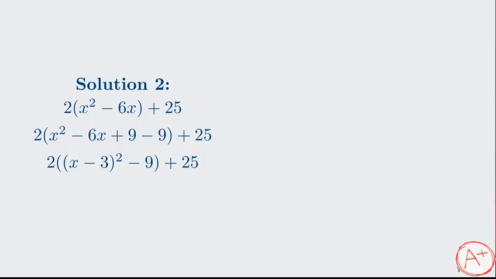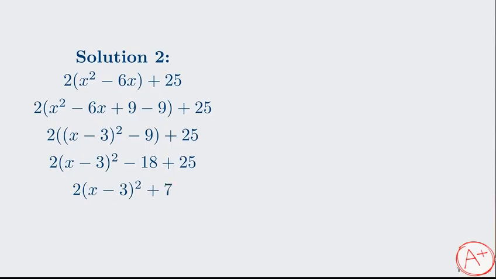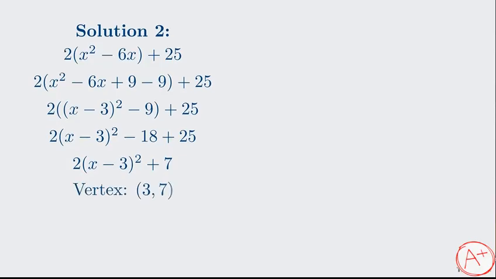Expanding the outer bracket, we get 2 times x minus 3 squared minus 18 plus 25, which simplifies to 2 times x minus 3 squared plus 7. The vertex is at 3, 7. Remember, the bracket is x minus 3. So h is positive 3.